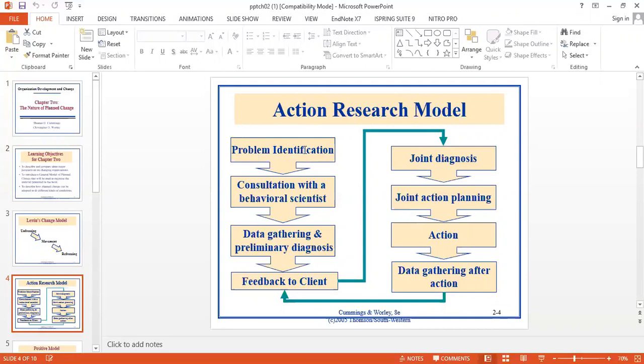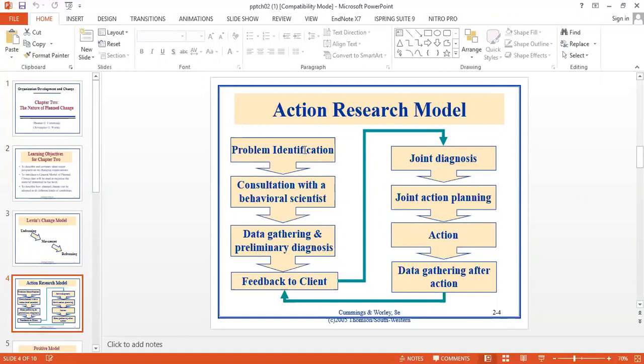Either it is a client or customer oriented problem, or an organizational problem, related to the structure of the organization, the practices of the organization, or the processes of the organization. There are so many things related to problem identification.